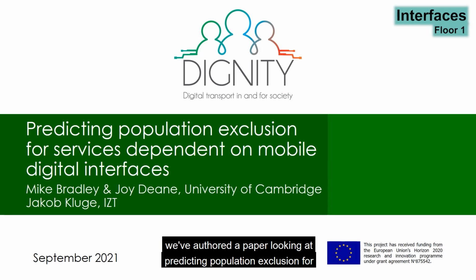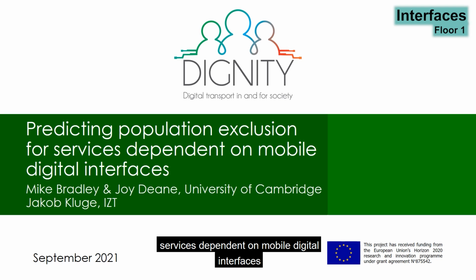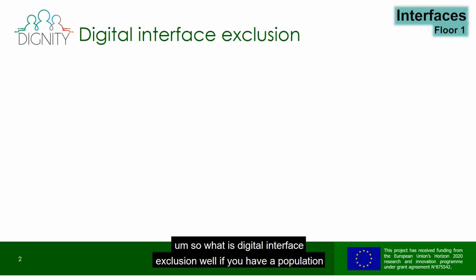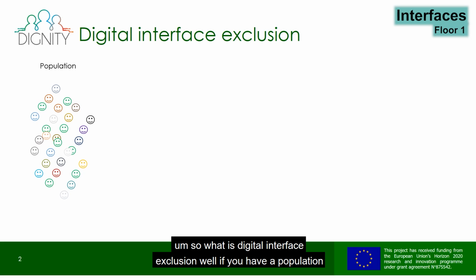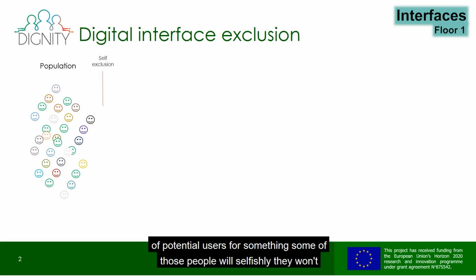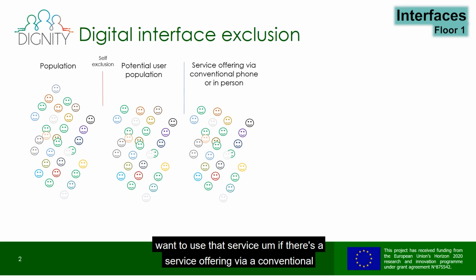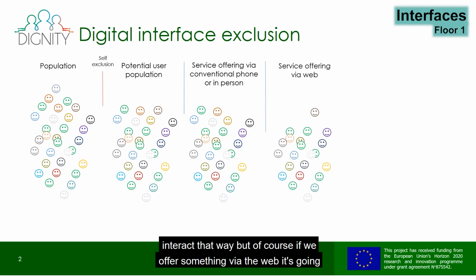We've authored a paper looking at predicting population exclusion for services dependent on mobile digital interfaces. So what is digital interface exclusion? Well, if you have a population of potential users for something, some of those people will self-exclude, they won't want to use that service. If there's a service offering via a conventional phone or in person, you'll lose a few more, those people who don't want to interact that way.